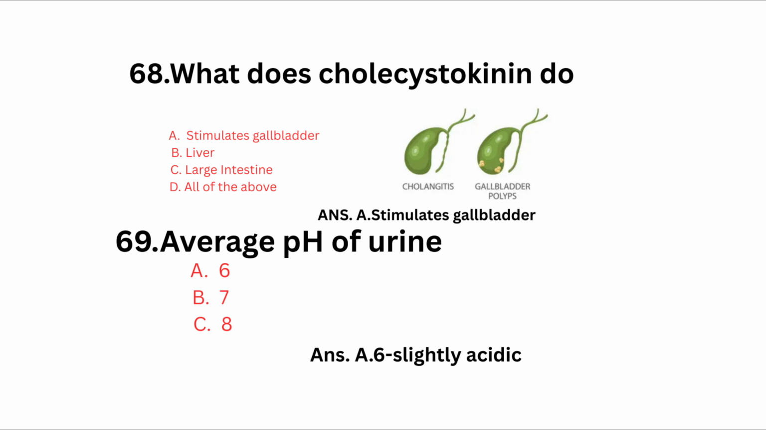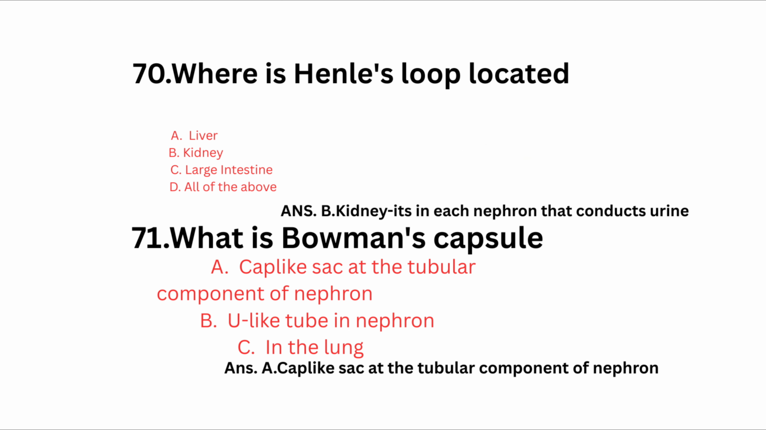68. What does cholecystokinin do? A. Stimulates gallbladder, B. Liver, C. Large intestine, D. All of the above. Answer A. Stimulates gallbladder in production of the bile. 69. Average pH of urine. A. 6, B. 7, C. 8. Answer is A. 6. Slightly acidic. The human urine is slightly acidic, not very acidic, slightly acidic.